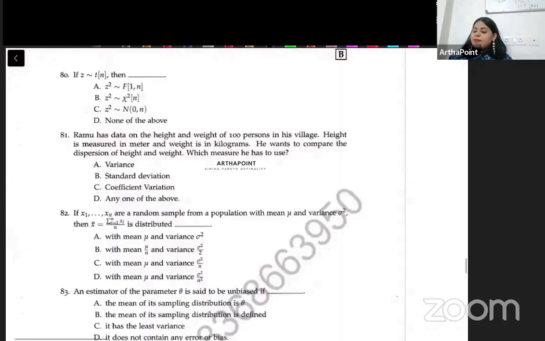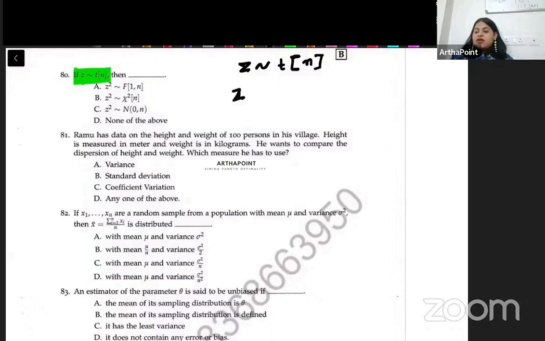Okay, so this says Z is distributed as T. Then Z square will be... Whenever Z is any variable distributed with a T distribution with n degrees of freedom, then Z square is always distributed as F. That means it follows an F distribution, with numerator degree of freedom 1 and denominator n. So the answer to this question will be A.